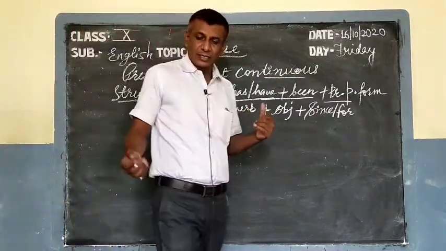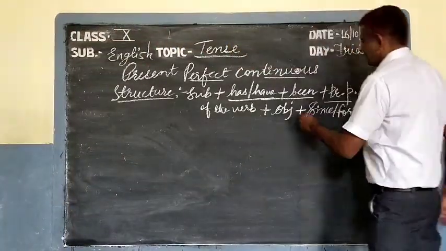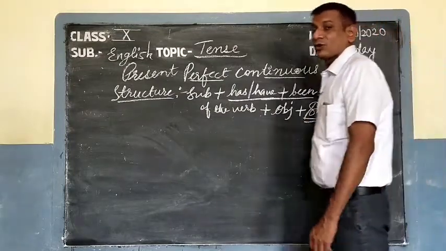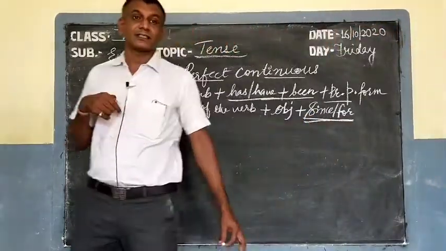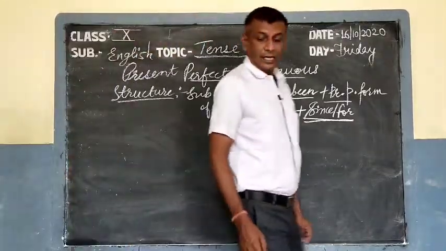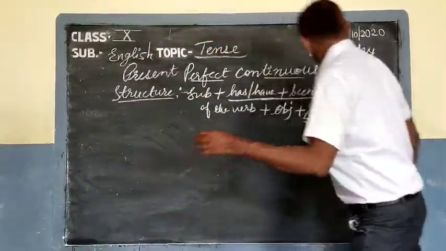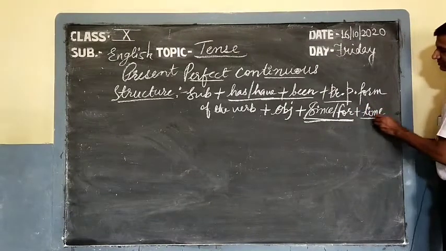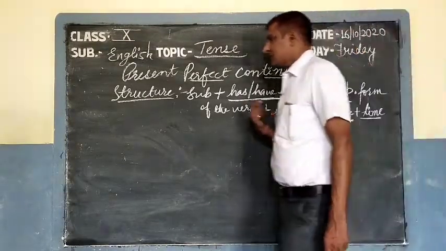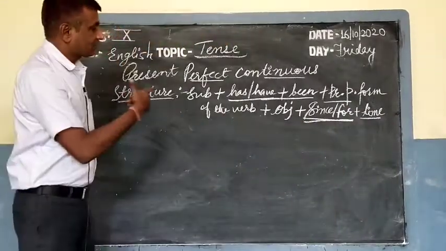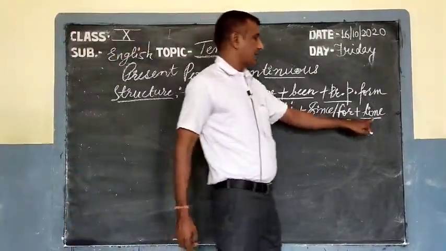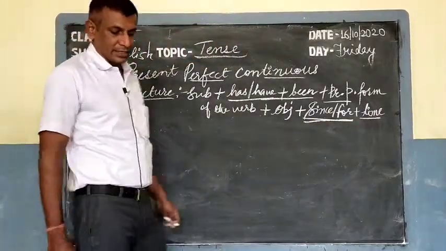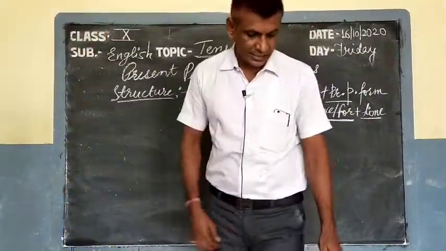Now how do we identify with the help of since and for? You can see since and for in the sentences, and with them you can write time also. So this is the structure and identification, both I have told you here. Now let's see the example sentences.